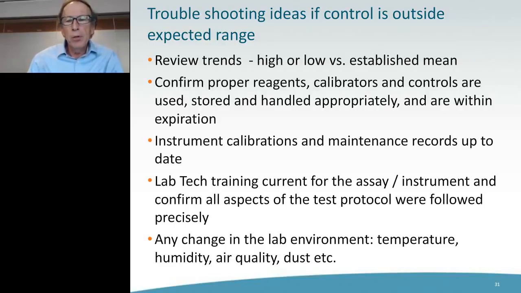Now, if you do have drift in the assay and you see values, n equals 4, outside of the 2S, as we just showed, then you have to do some troubleshooting. And here's a short list of ideas to consider if your control is outside the expected range. You could review the trends over time. Is there a trend, high versus low, versus the established mean? And of course, Levey-Jennings is a nice, easy way to do that.